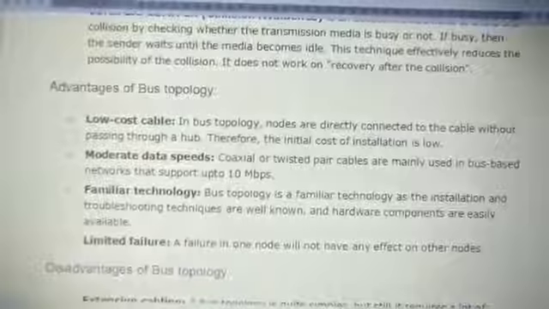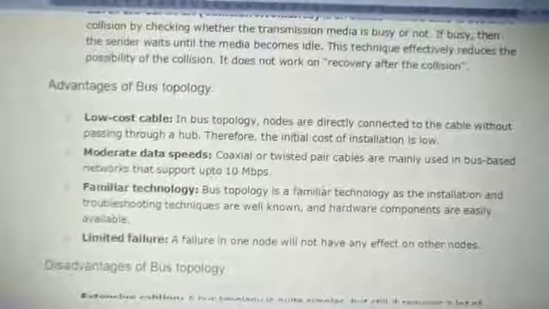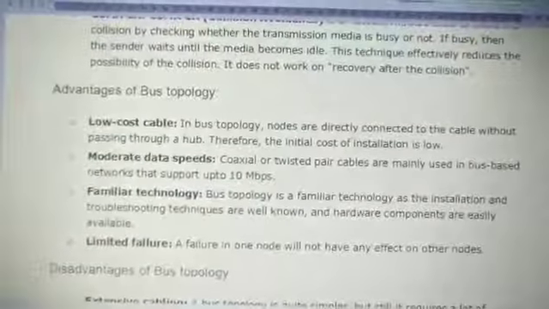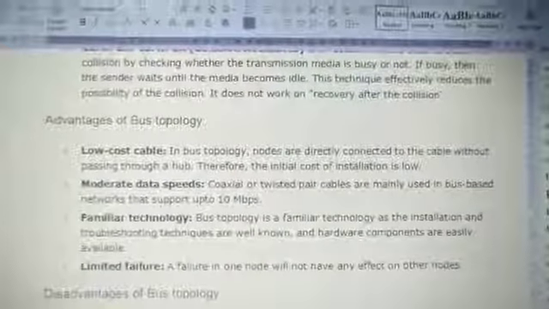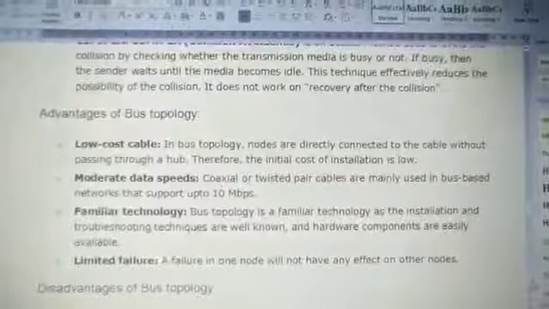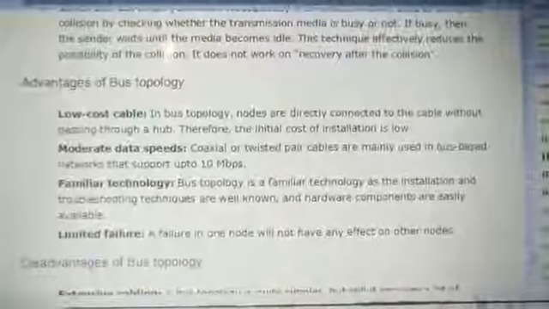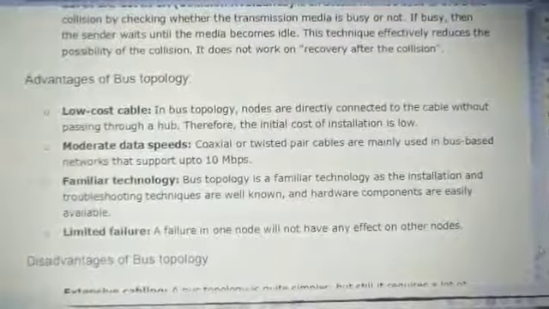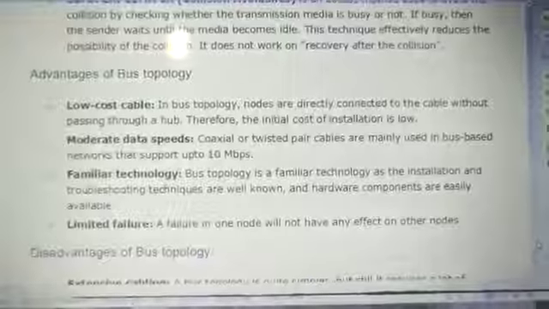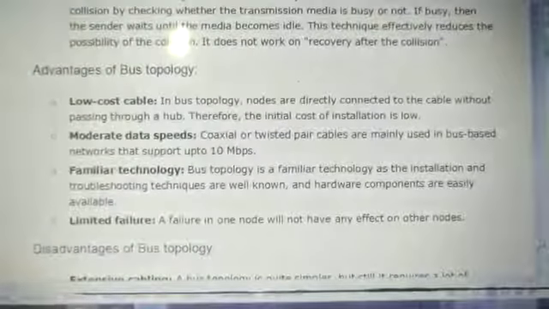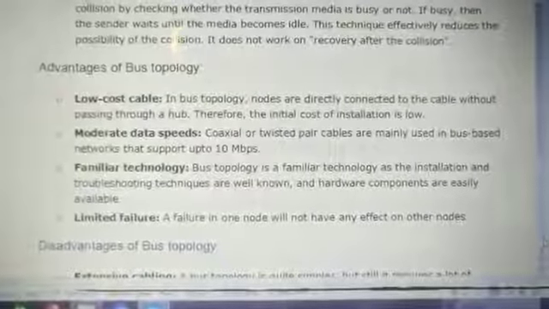Familiar technology. The bus topology is a very familiar and popular one, as the installation and troubleshooting techniques are well known, and the hardware components are easily available. If any fault occurs, I know in this particular part the fault occurs, because only one single cable, that is the backbone cable, is available. If a fault occurs, then we can easily find it. Next point is limited failure. The failure in one node will not affect any other node, because I have told you that there is a tap in the drop line. If one node is not working, then it will not affect the other one.